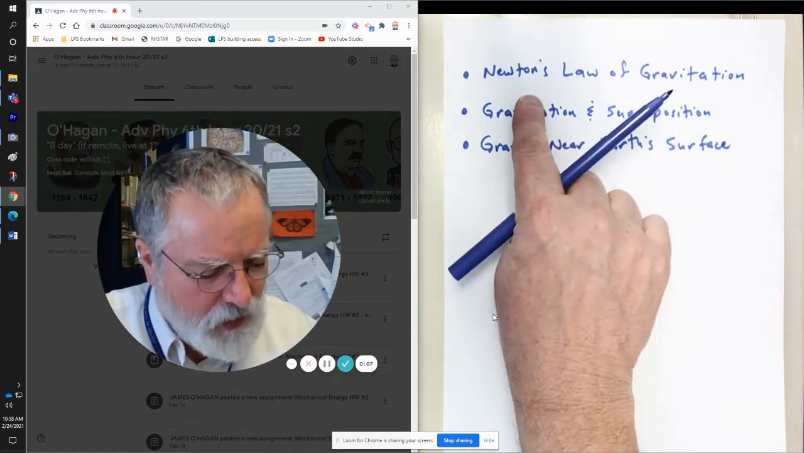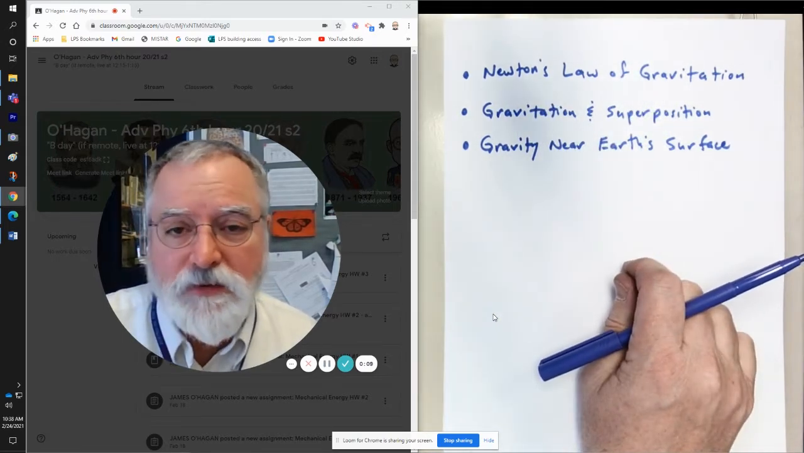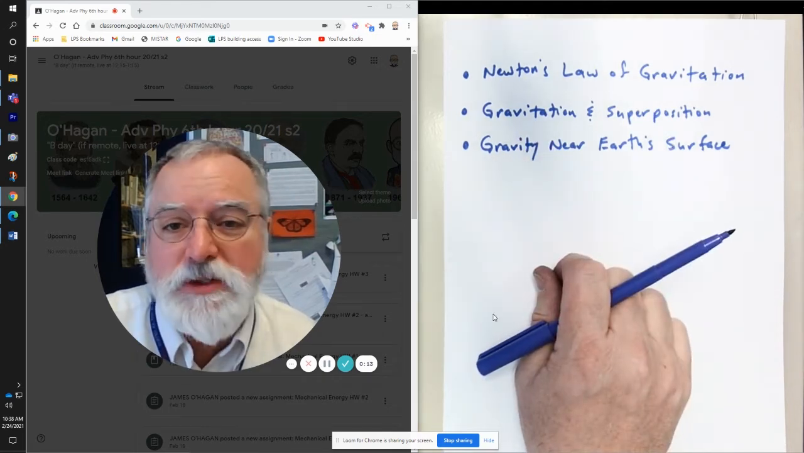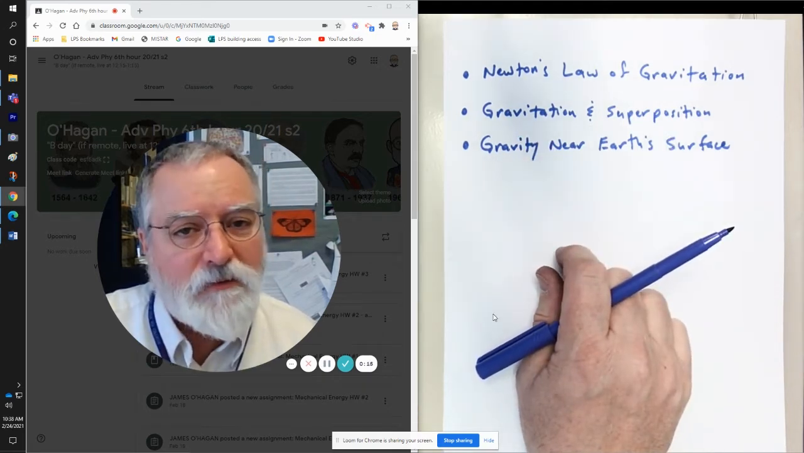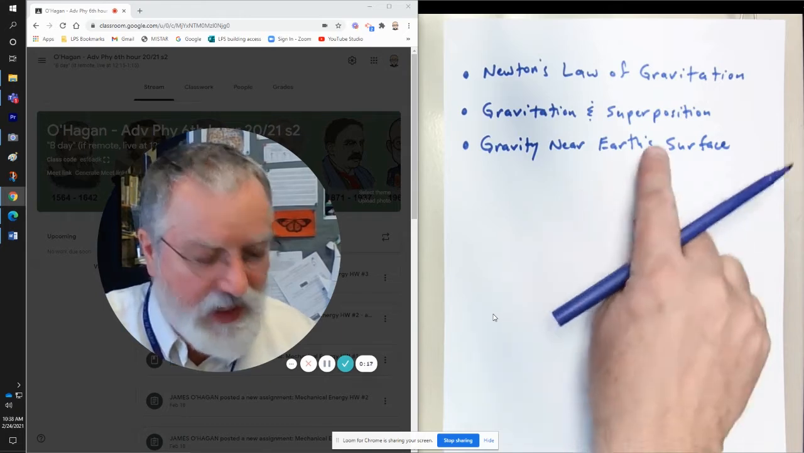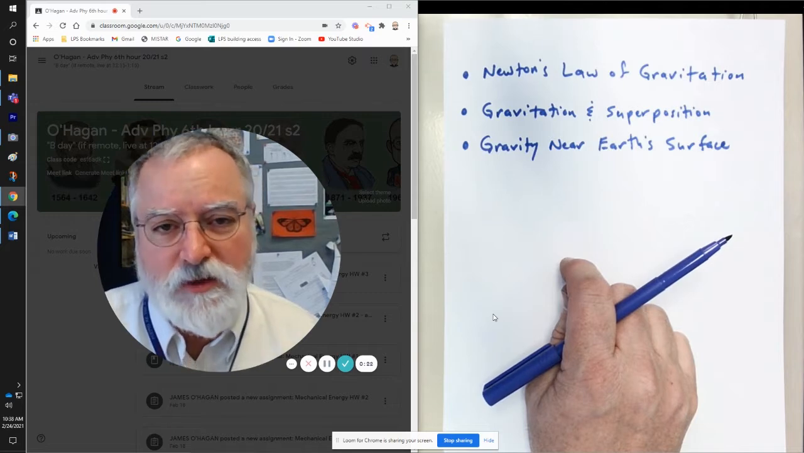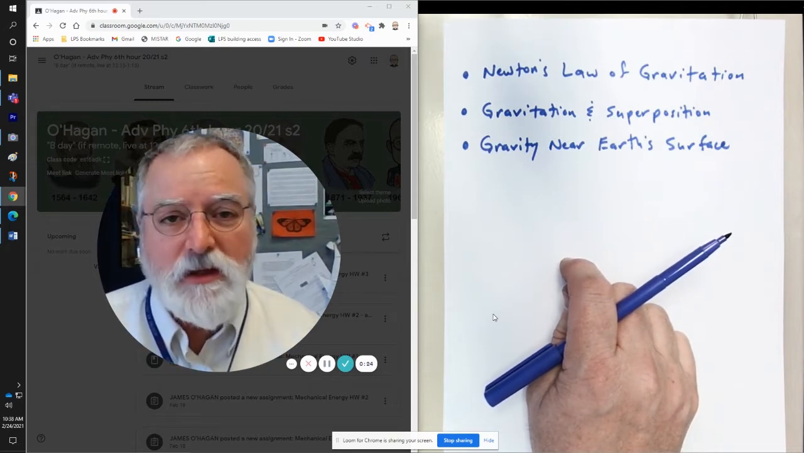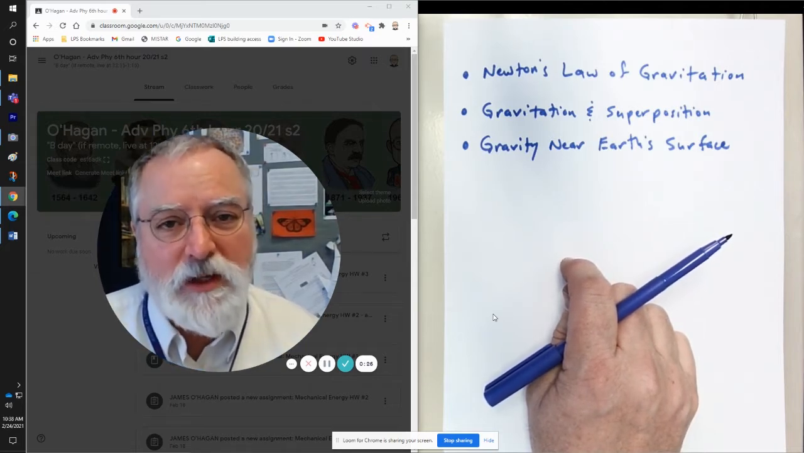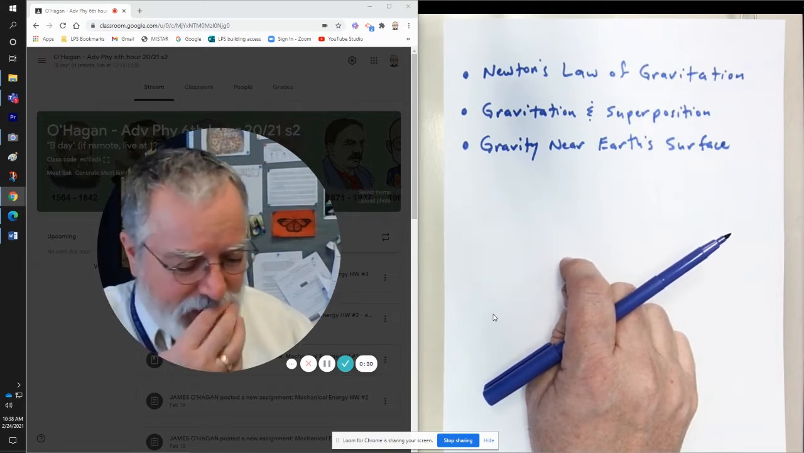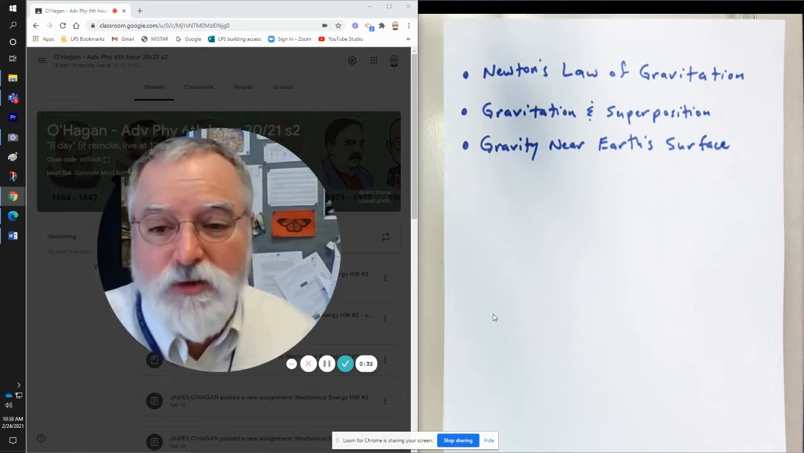We have three topics today. We're going to be doing Newton's Law of Gravitation. Nothing new, you had this last year in physics. We're going to be doing gravitation and superposition. Again, a very easy concept. It sounds intimidating, but it's easy. And then last is gravity near Earth's surface, which earlier today you thought would have been easy, but actually it's not even close. So let's start off with Newton's Law of Universal Gravity.